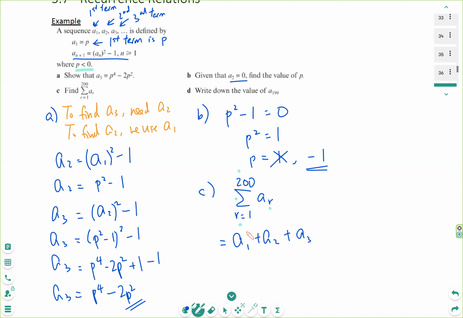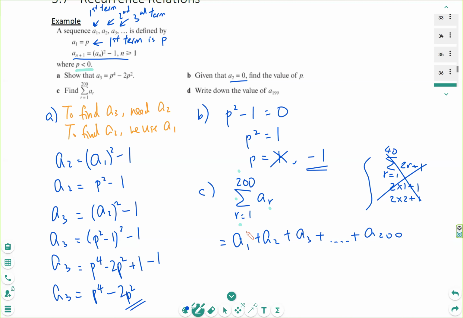Quick recap. I just want to make a random question: 2r plus 1. If you want to do a recap, see 3.6. The first term in this one is 2 times 1 plus 1. Second term is 2 times 2 plus 1. Every time, to find the next term, you just replace r with the subsequent number and sub it in. Plus dot dot dot, we are going up to 200, so A200.